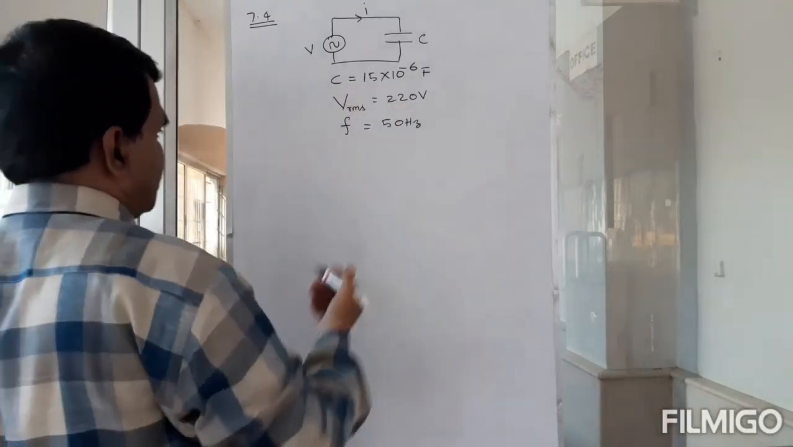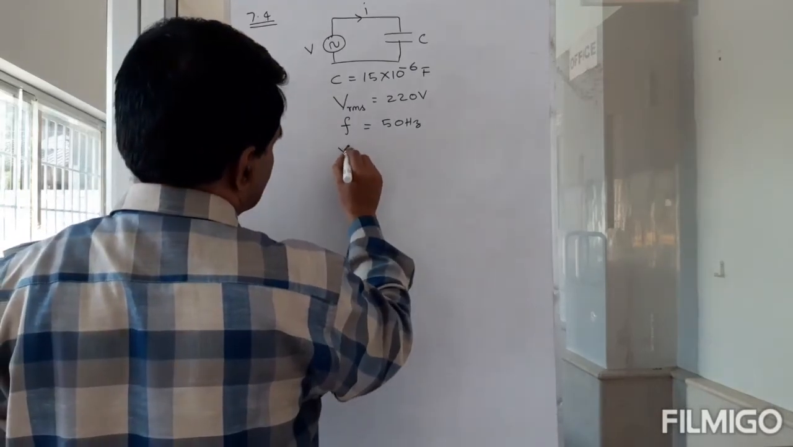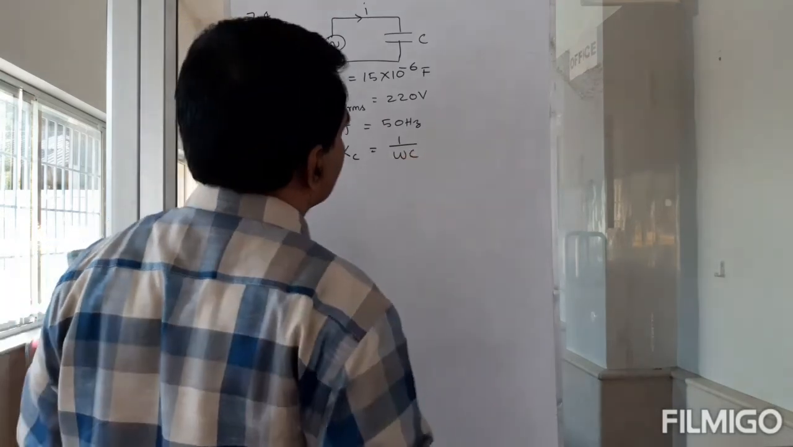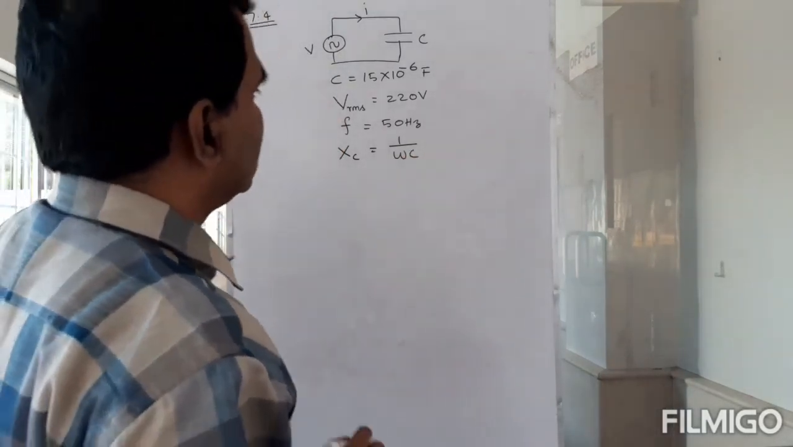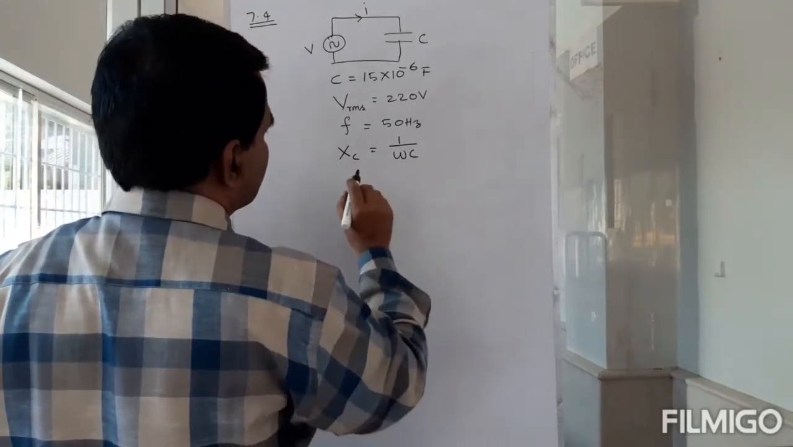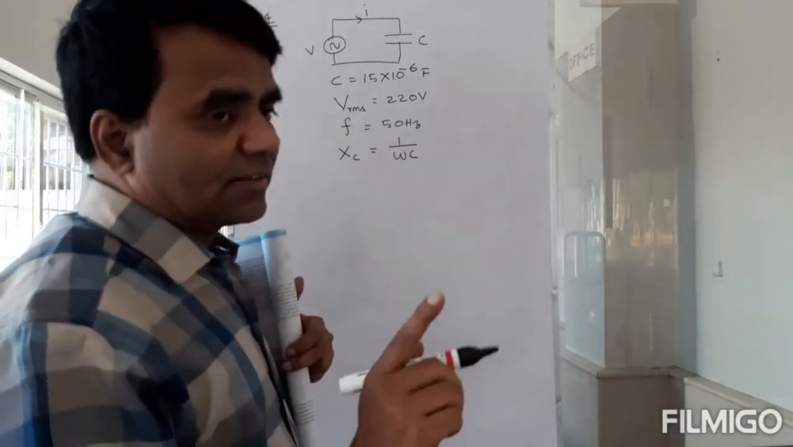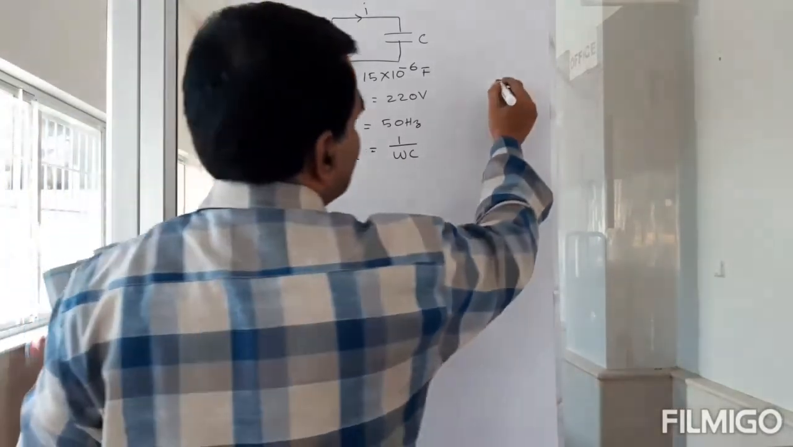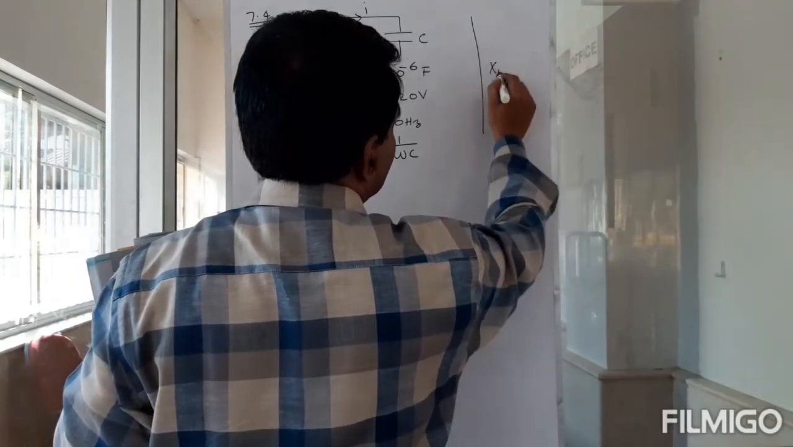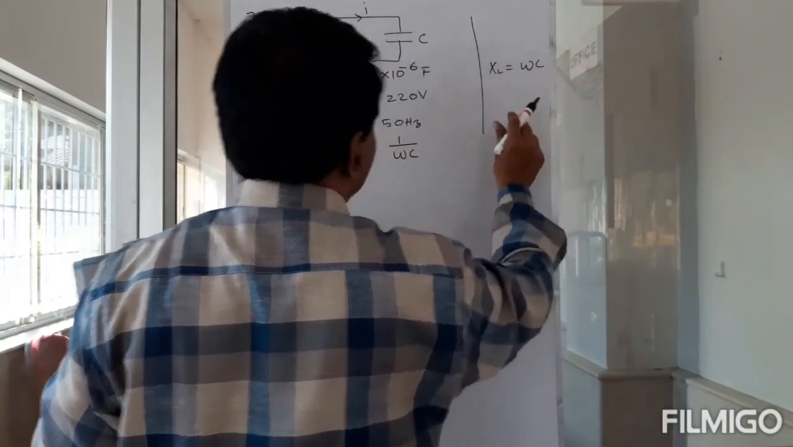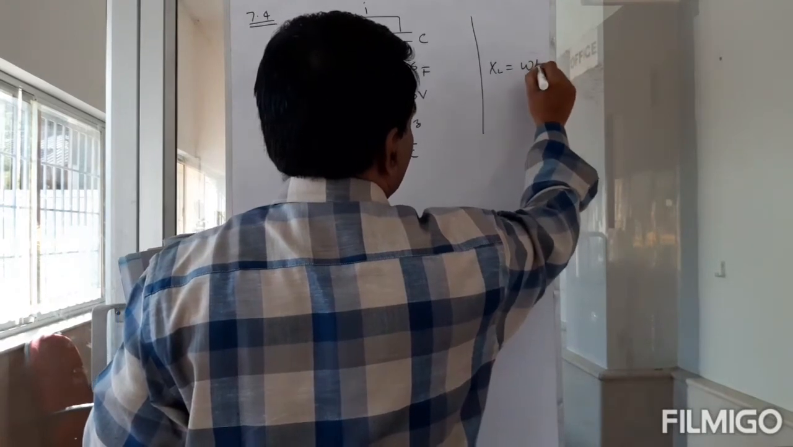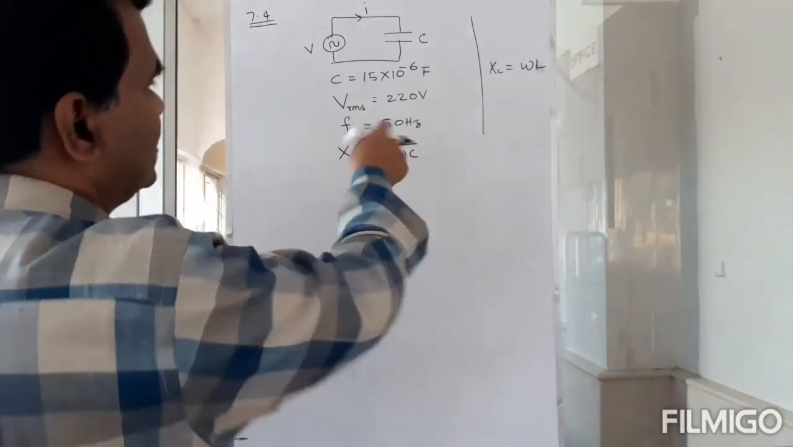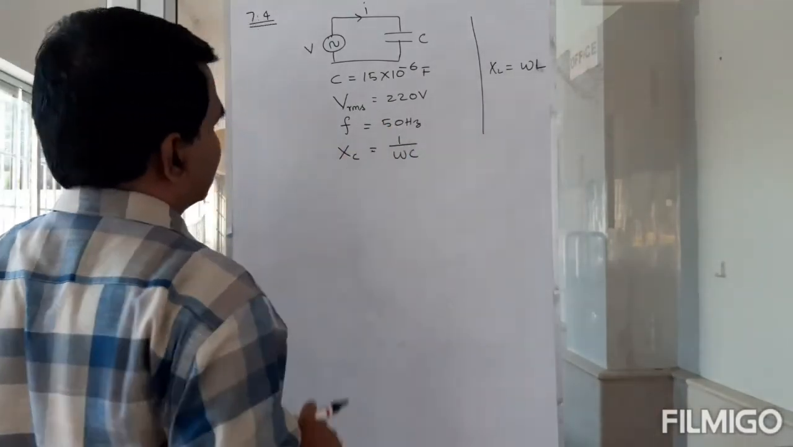First, what is the capacitive reactance? Xc is equal to 1 by omega C. The capacitive reactance and the inductive reactance are calculated differently. If you remember, XL is equal to omega L, and Xc is 1 by omega C. So you have to be mindful of that.